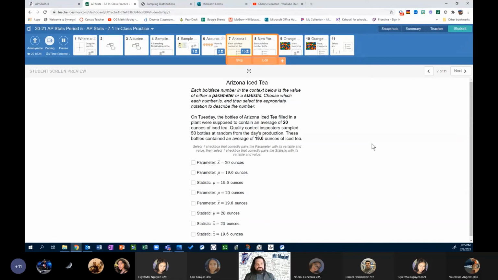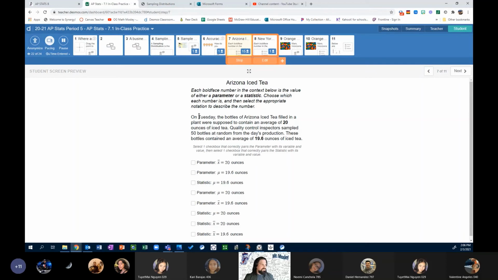Hopefully you pause here on the first screen, Arizona iced tea. The next two questions have the same directions, but you're looking at two different contexts. Each bold-faced number in the context below is the value of either a parameter for the population or a statistic from the sample. Choose which each number is and then select the appropriate notation to describe the number.